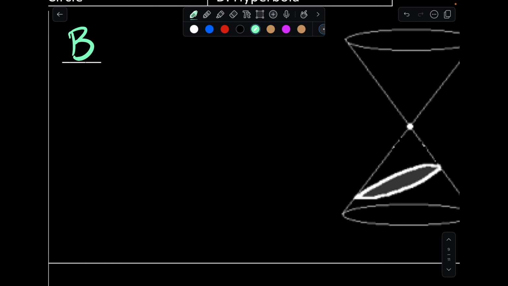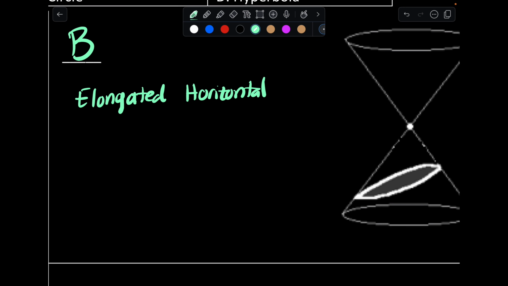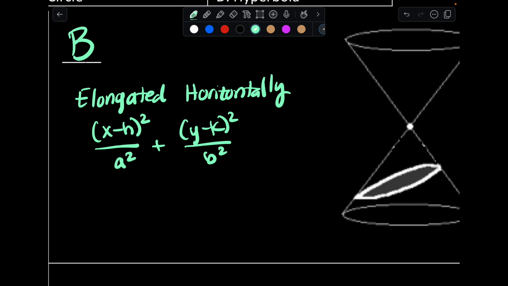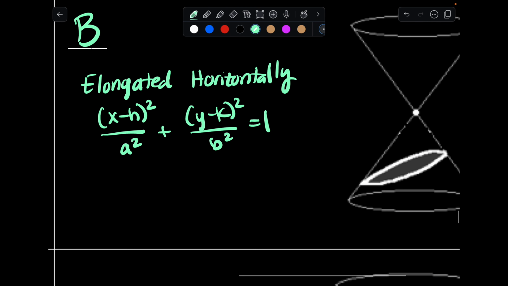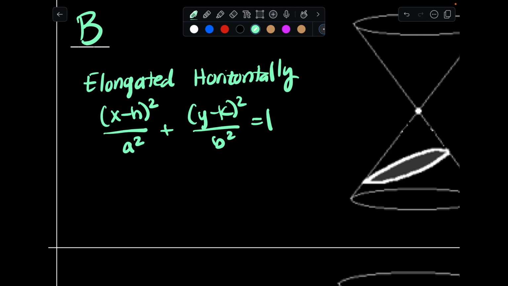All right, so the ellipse, it can either be elongated horizontally or it can be elongated vertically. All right, so if we have an ellipse where it's elongated horizontally, we will have x, we can use (x minus h) squared and then divided by a squared plus (y minus k) squared divided by b squared. And again, it needs to be equal to 1. Now, what will make this elongated horizontally is if a is greater than b, okay?